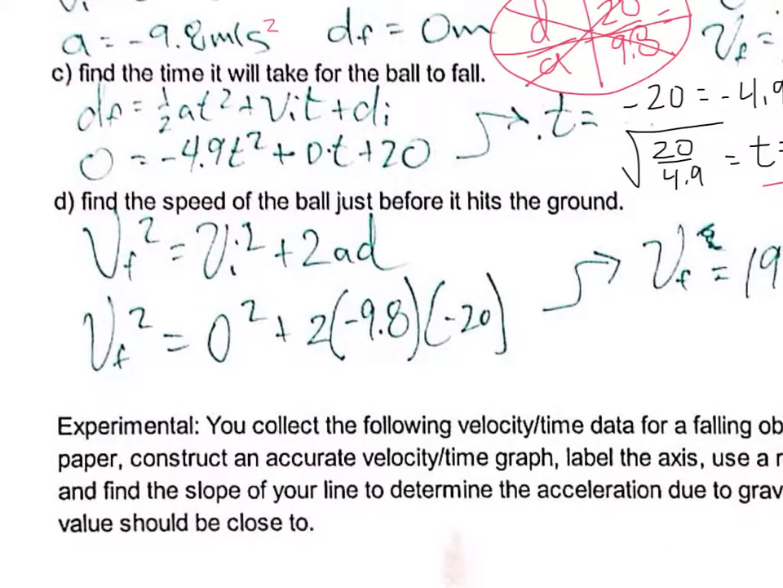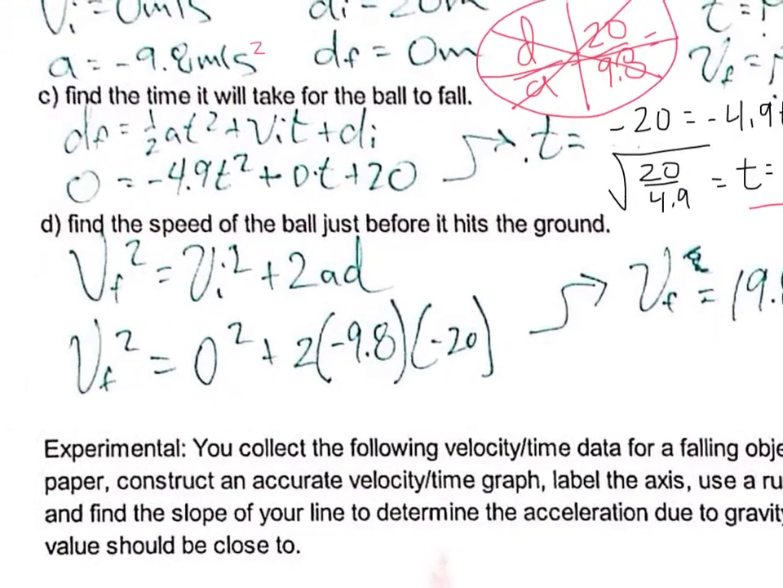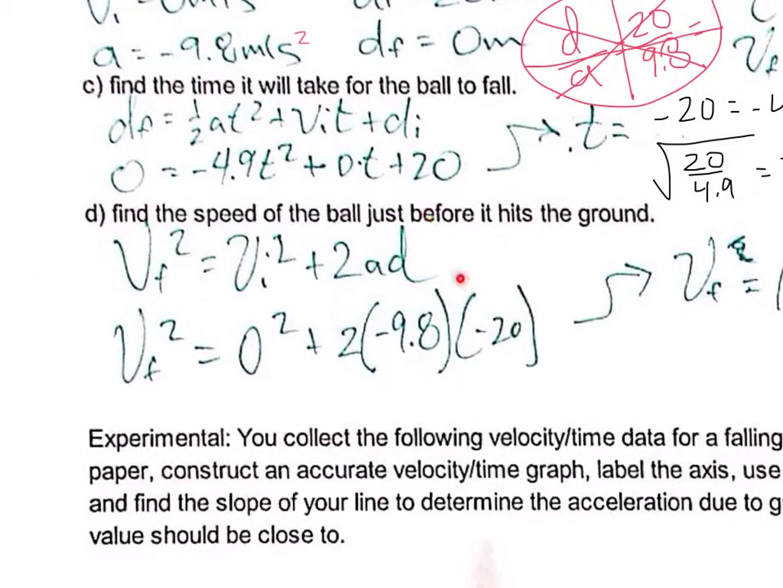Part D, find the speed of the ball just before it hits the ground. So here we don't know time. I mean, we actually do from the previous question, but assuming we don't, we would use this formula: Vf squared equals Vi squared plus 2AD. Substitute in initial velocity, acceleration, and displacement. Notice the negative here. It moved down, so it ended up below where it started, so the displacement's negative.